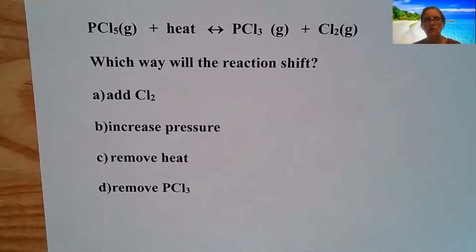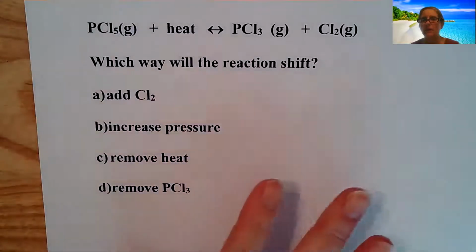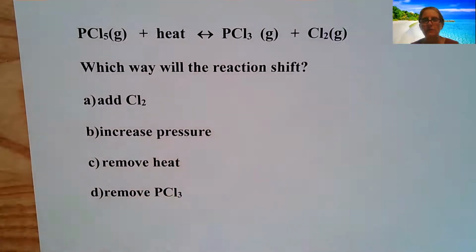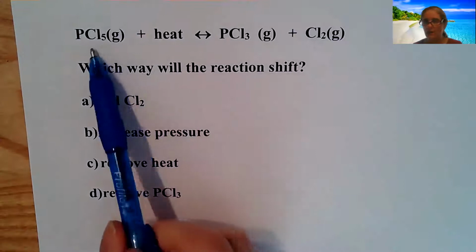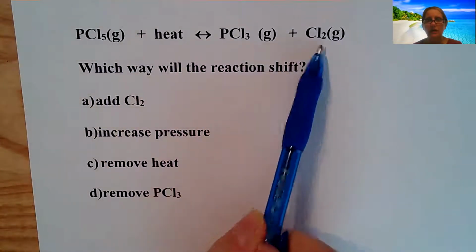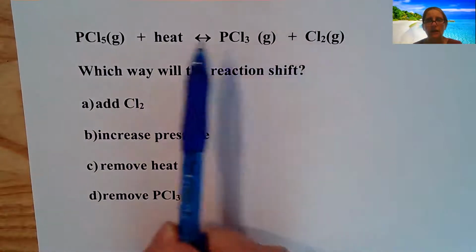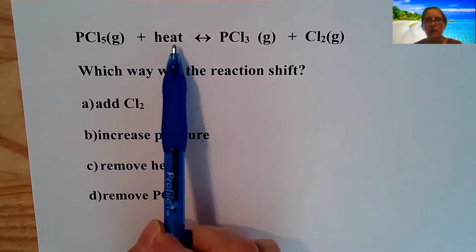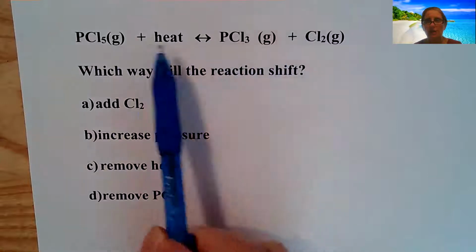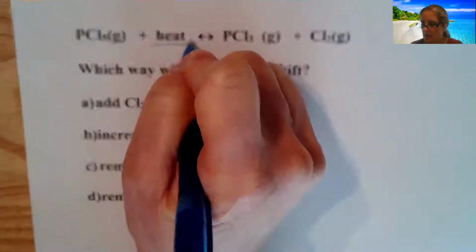All right, so what I'm going to talk about today is Le Chatelier and how you're going to see some of these problems and what we're going to be expecting you to be able to do. So we have this equilibrium reaction. Again, it is reversible. And so what I want to focus on is what is the setup for this equilibrium, including where is the heat located.